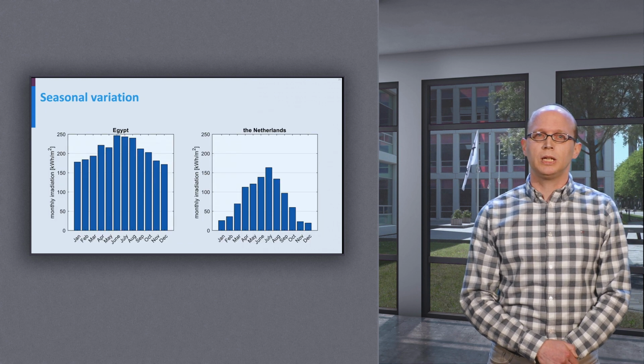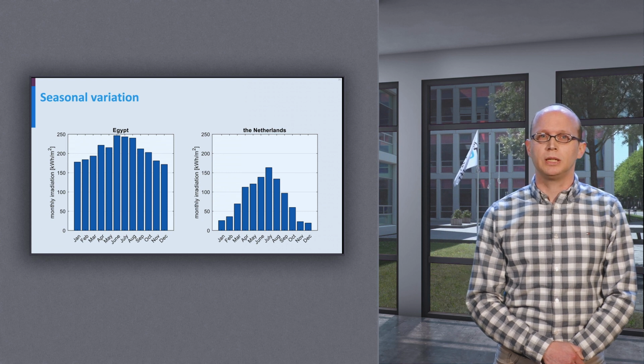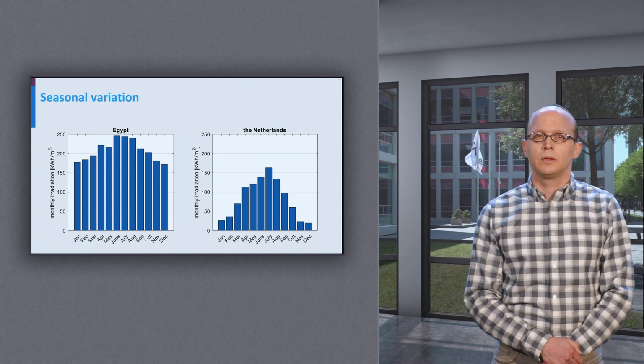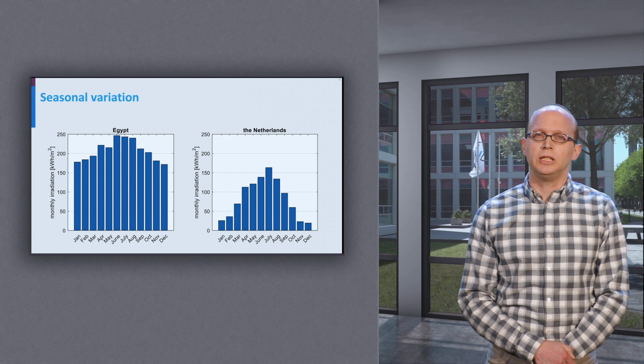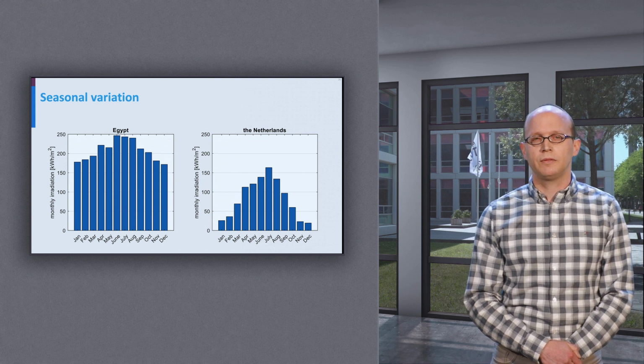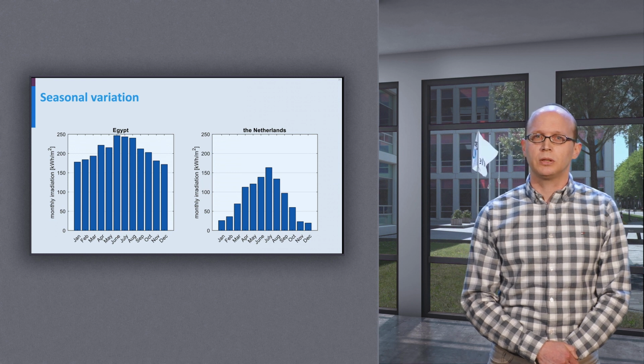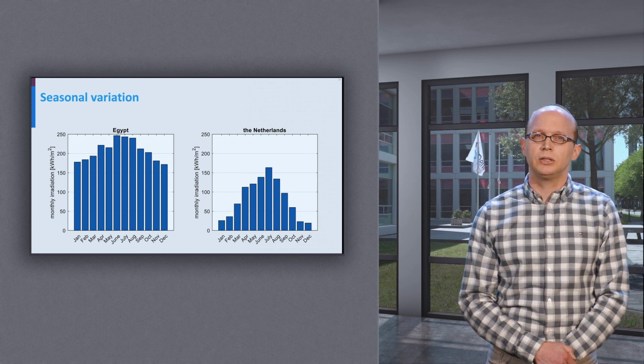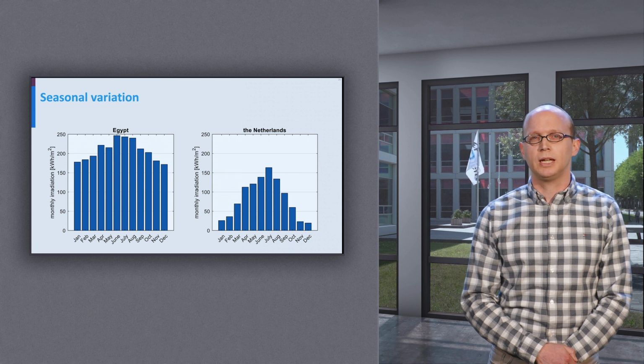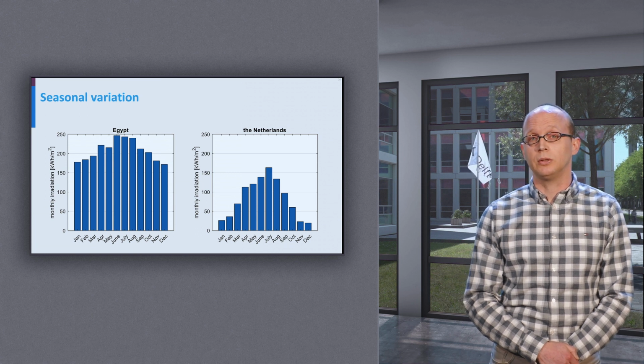We saw that closer to the equator, the annual irradiance is generally higher. There is another advantage of being close to the equator, and that is that there is less seasonal variation. The left figure shows the monthly irradiation for Egypt. This shows that the monthly irradiation in December is only about 30% less compared to the maximum irradiation in June.